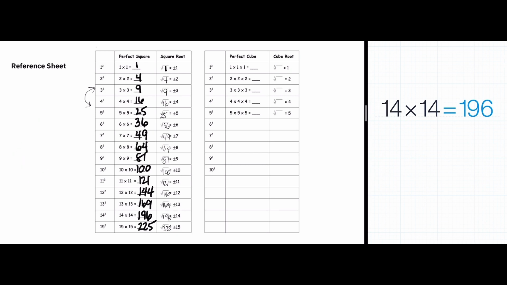Okay? And we're going to do the same thing with cube numbers. We're just doing 1 times 1 times 1, 2 times 2 times 2. 2 times 2 is 4, 4 times 2 is 8. And I'm doing the same thing on this side.